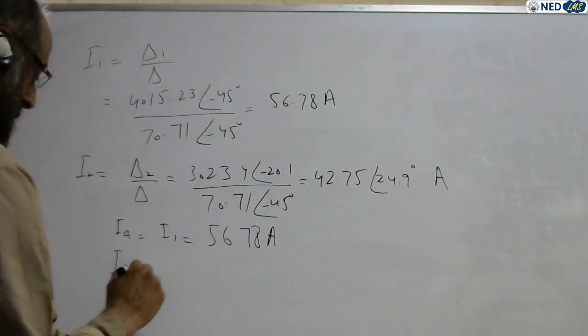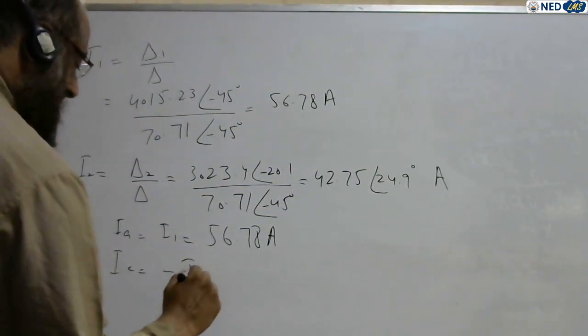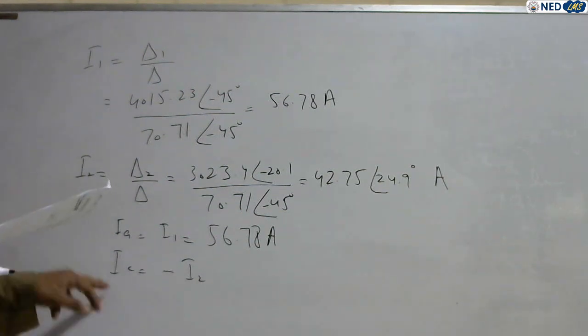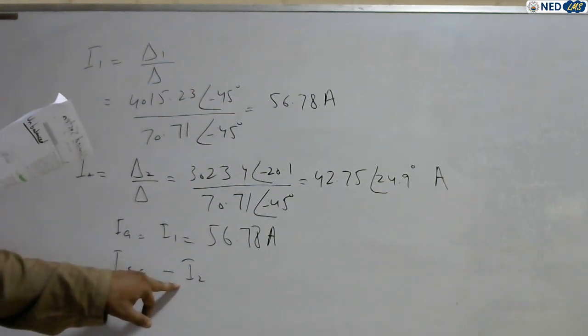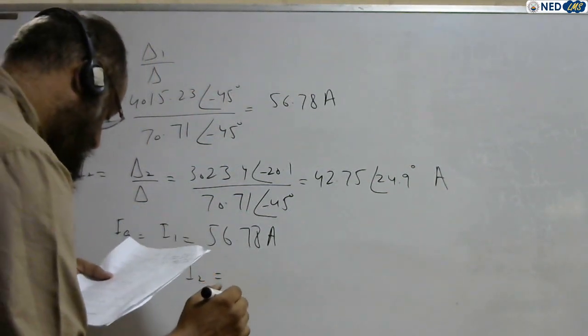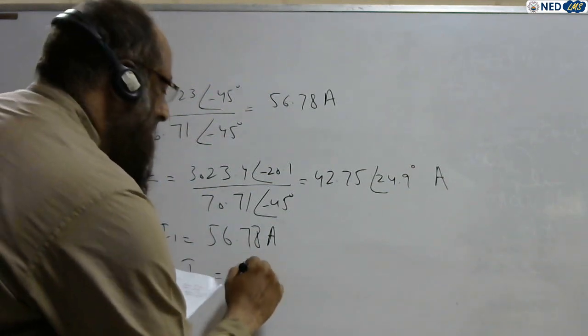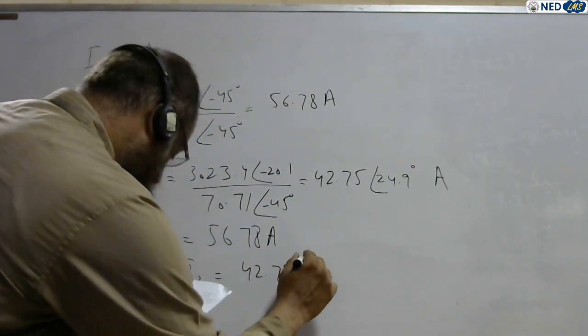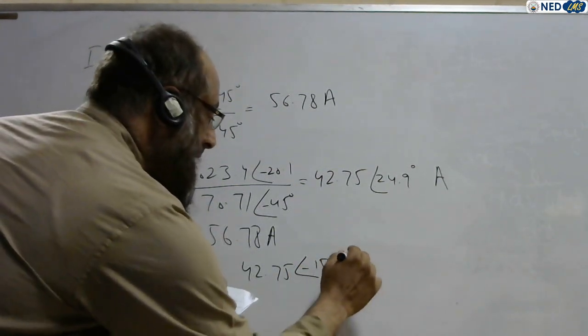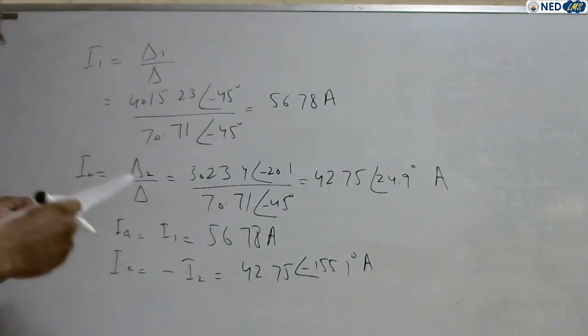And IC equals minus I2. If you consider the figure, the direction of the current of IC and I2 are opposite. So that's why IC is designated as minus I2 by considering the figure, right? So it becomes 42.75. The magnitude being the same, the direction is opposite. The angle is minus 155.1 degree amperes.